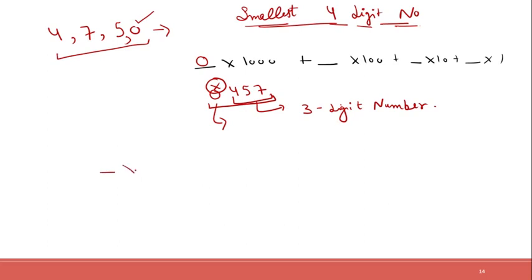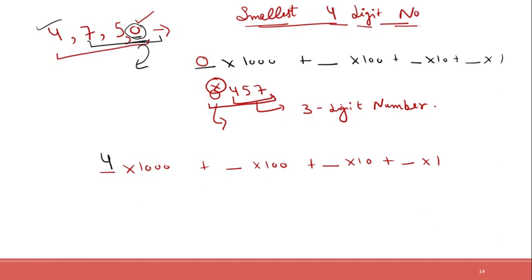So what we will do is, 0 into 1000 plus dash into 100 plus dash into 10 plus dash into 1. Now we will check the smallest number apart from this 0. If we ignore 0 here, which is the smallest number among these 3 digits? It is 4. So we'll write 4 here. Now for the next part, we can take 0. At the first place we cannot take 0, but after the first place we can take 0. Okay. So now the smallest among these 3 digits is 0.